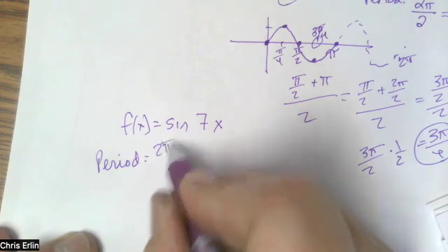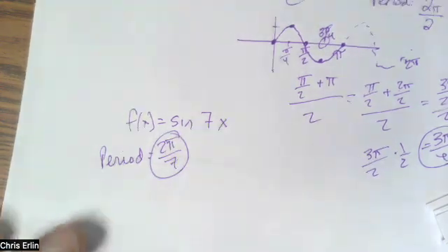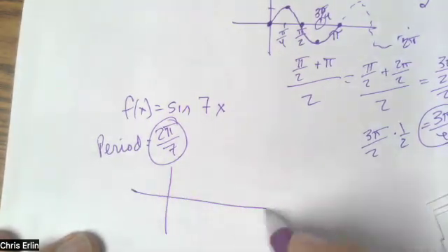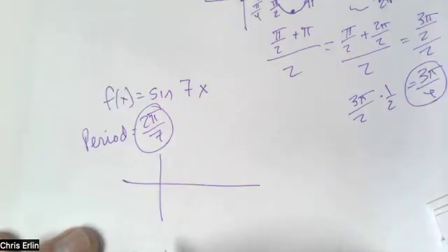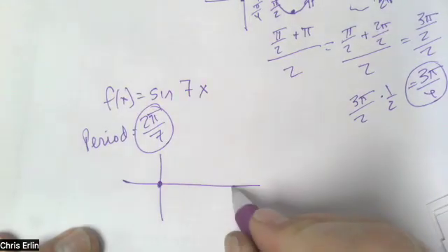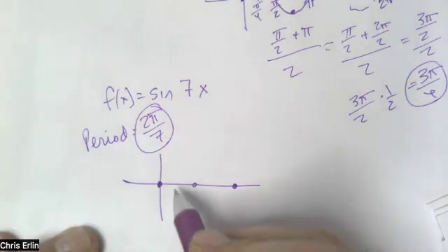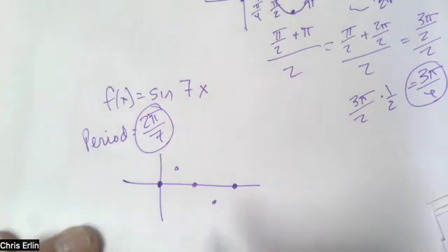2 pi over 7. Those of you that hate fractions are twitching right now. But let's do it the same way. Where does sine start? 0, 0. I'm going to even draw this over here. I know it's going to end there, and it's going to have a middle point there, and it's going to have a high point here, and it's going to have a low point here. That's my graph. All I have to do is scale it.